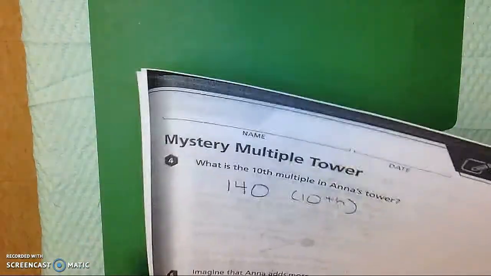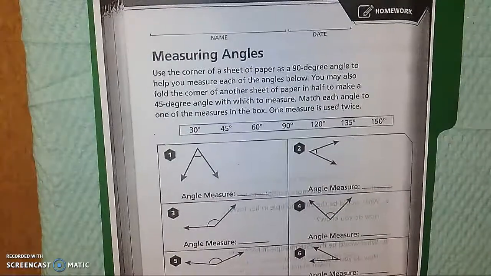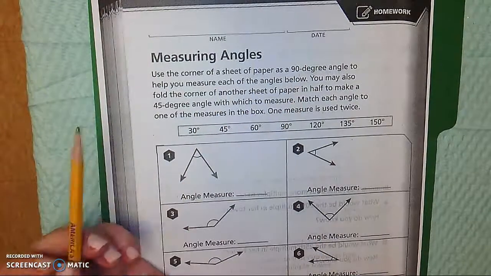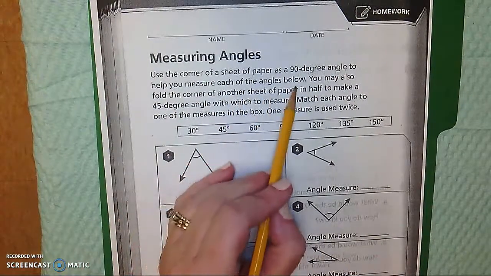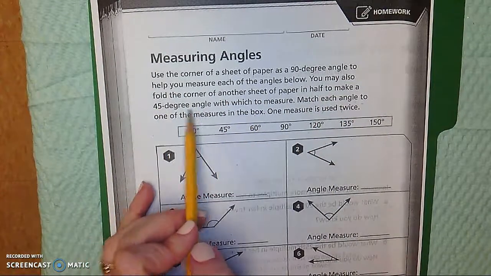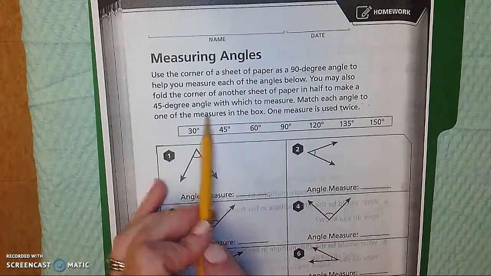Okay? All right, now let's go to our last page, which was 232, measuring angles. It says use the corner of a sheet of paper as a 90-degree angle to help you measure each of the angles below. You may also fold the corner of another sheet of paper in half to make a 45-degree angle with which to measure. Match each angle to one of the measures in the box.